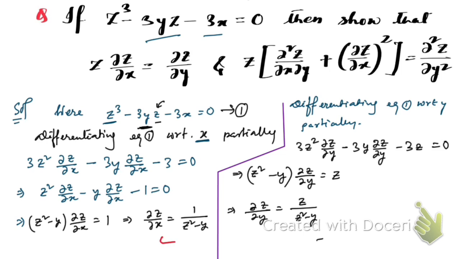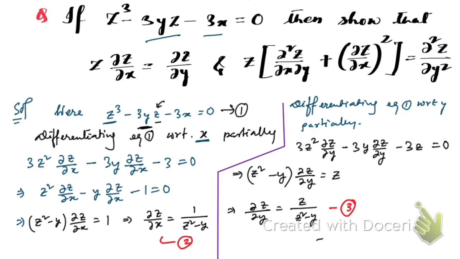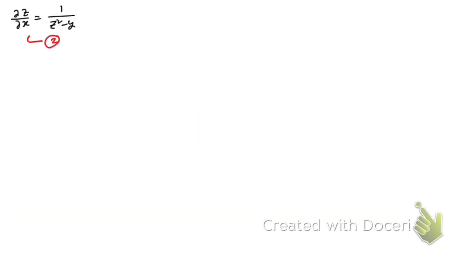Let me take this one as equation number 2. Sorry, 1 we have already used, so let me take this one as equation number 2 and this one as equation number 3. Now let us copy these two results and go to the next slide. We have got del z by del x as this, and del z by del y is equal to this. We are going to use these results now.